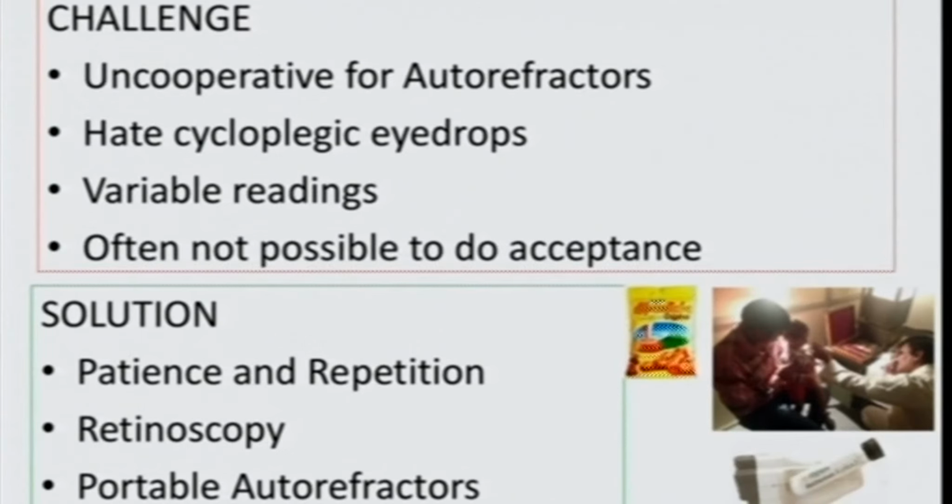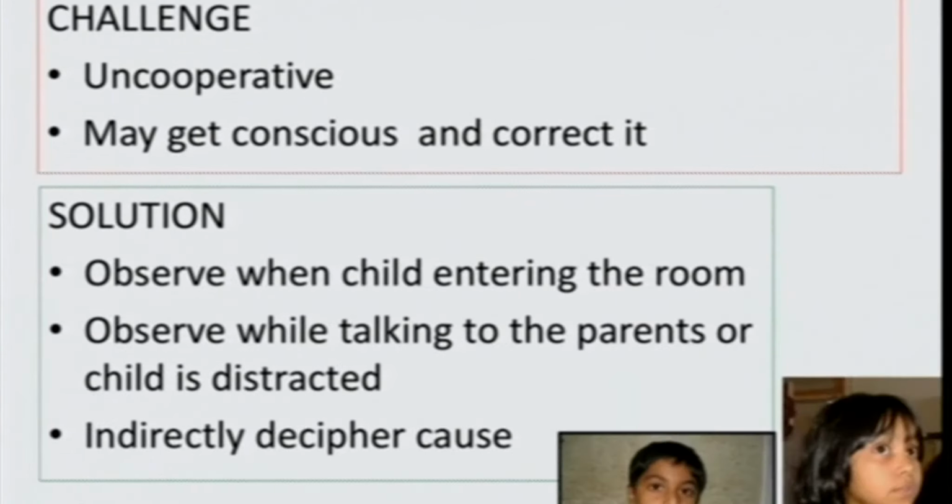So these are all challenges that come around in refraction. And the solutions, of course, lie in retinoscopy, which is a very, very important thing. Of course, the treat always works, so that sweet box should always be with you. You have portable autorefractors. It's not something that we routinely advise. If you do a good retinoscopy, that itself goes a long way. And you must use cycloplegia, as has already been discussed.